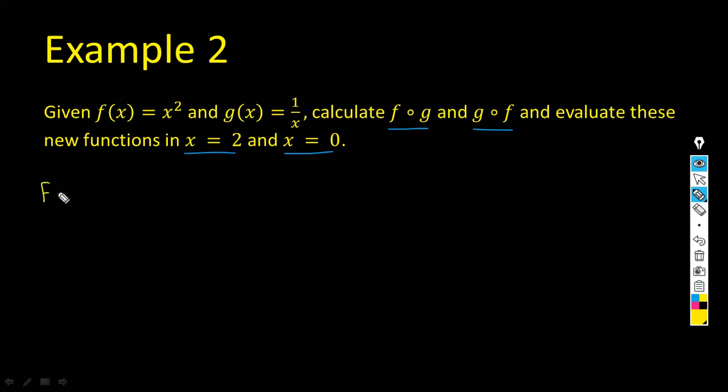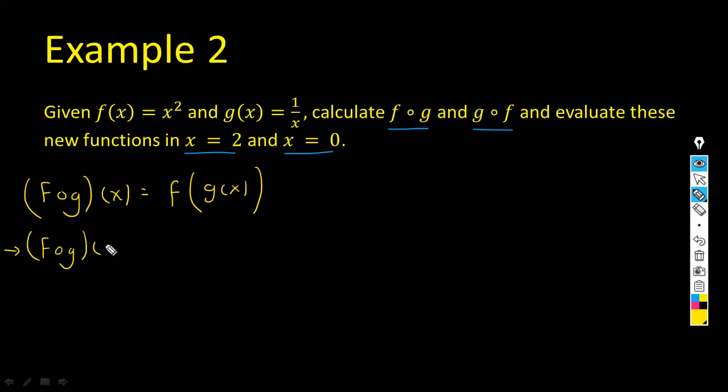First, f circle g of x. By definition, what that means is f evaluated in g of x. That is the definition. And I work with my definition like a machine, you know. I just stick to my definition like a robot. So first I write f, and I'm going to evaluate it in g of x. What is g of x? g of x is equal to 1 over x. So I'm going to put it right there.